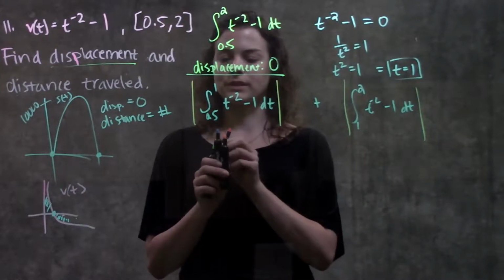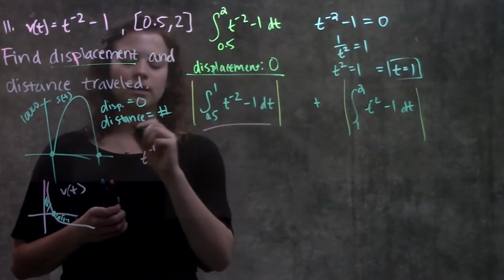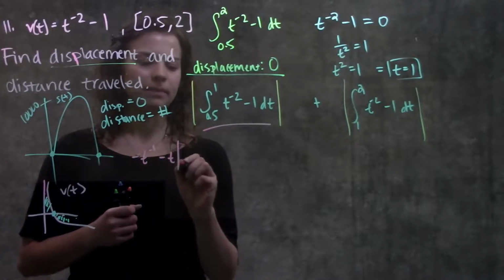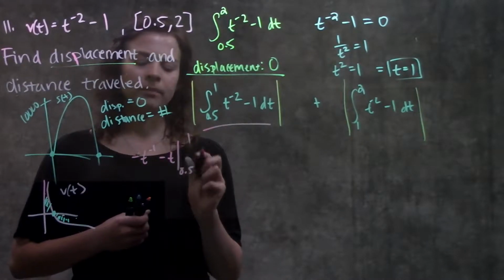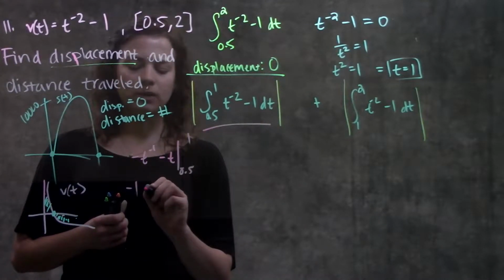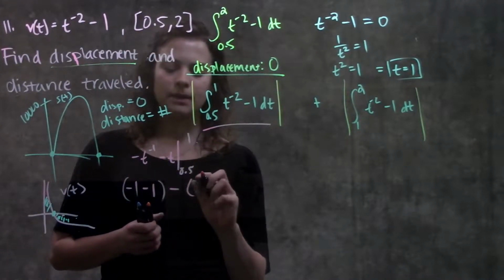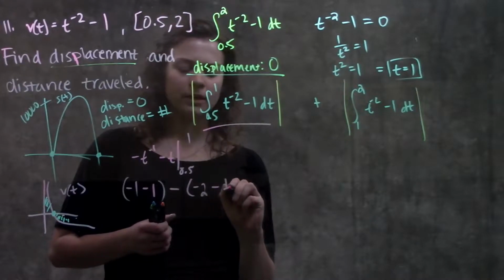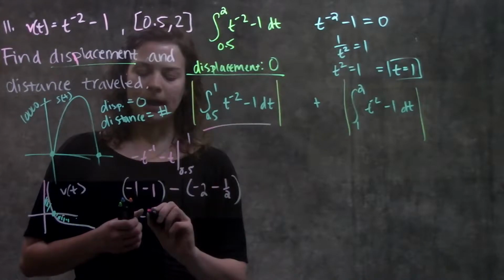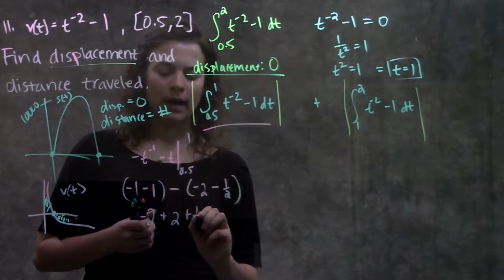So starting with this first integral here, we take the integral of the function, add 1 to the exponent, multiply by the reciprocal, we get negative t to the minus 1 minus t from 0.5 to 1. Plugging in our top number, 1 to the negative first just gives us minus 1 again, minus, when we plug in 1/2, this becomes negative 2 minus 1 over 2. And distributing this negative, we get minus 2 over here, plus 2 plus 1/2.